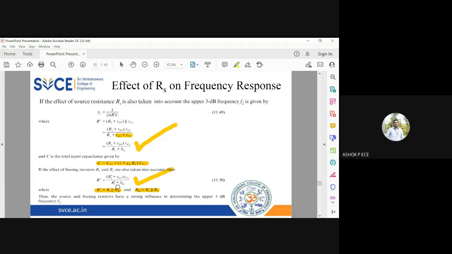In a parallel combination, what will happen? The resistance value will start lowering and the cutoff frequency will start increasing. So remember, all these resistances that you add externally to your transistor are going to strongly influence the upper 3 dB cutoff frequency of your amplifier. So F2 is 1 by 2 pi RC, right? If the resistance value is smaller and smaller, the cutoff frequency is going to be larger. So your transistor will slowly move into the high frequency region of operation also.